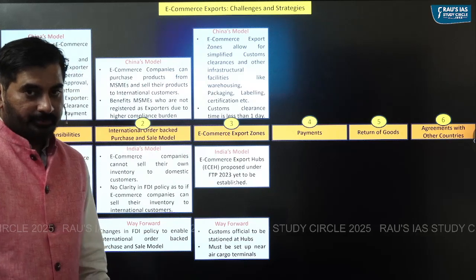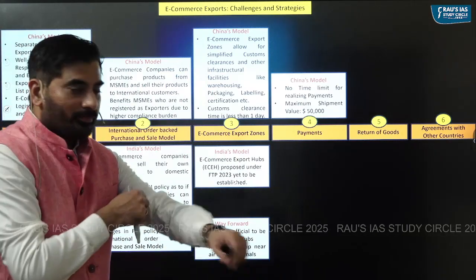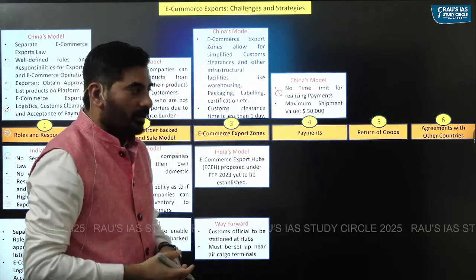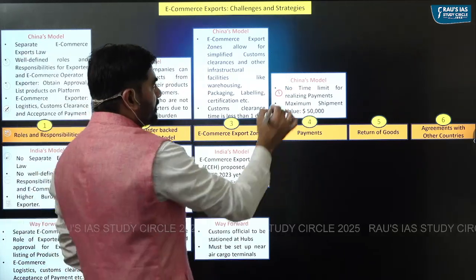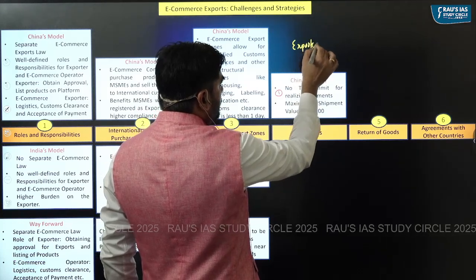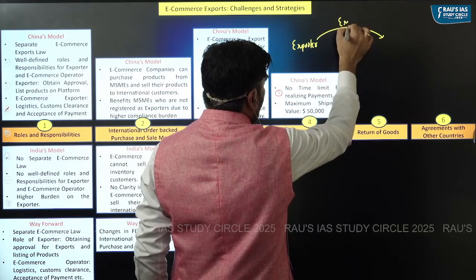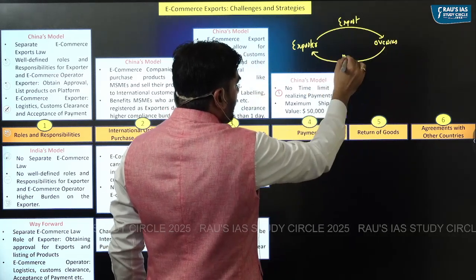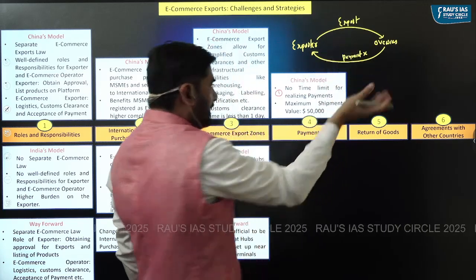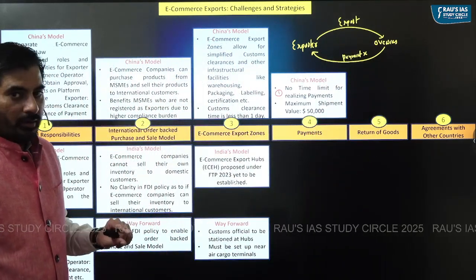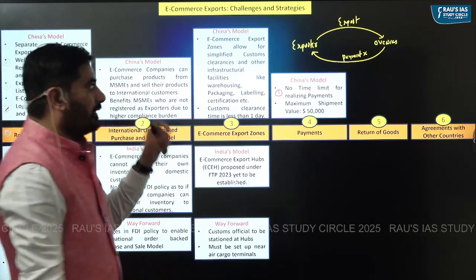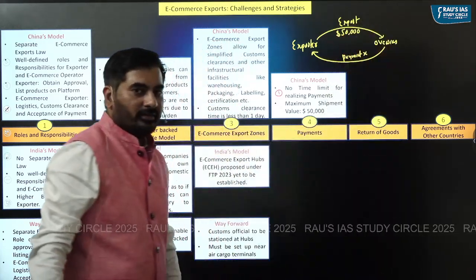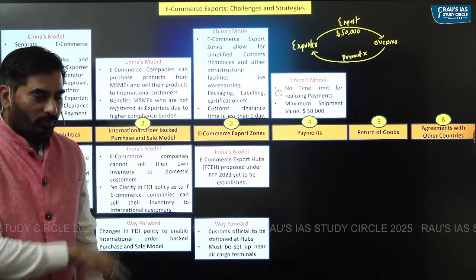Next is payments. Now, in China, there is no time limit for realizing payment. No time limit for realizing payment means if an e-commerce exporter exports products to an overseas buyer, in China, within how much time the payment should be made, there is no limit. That is the first thing. Second, the maximum value of shipment in China, how much goods they can export through e-commerce, is almost 50,000 US dollars. Let's see what India is and why it is problematic.